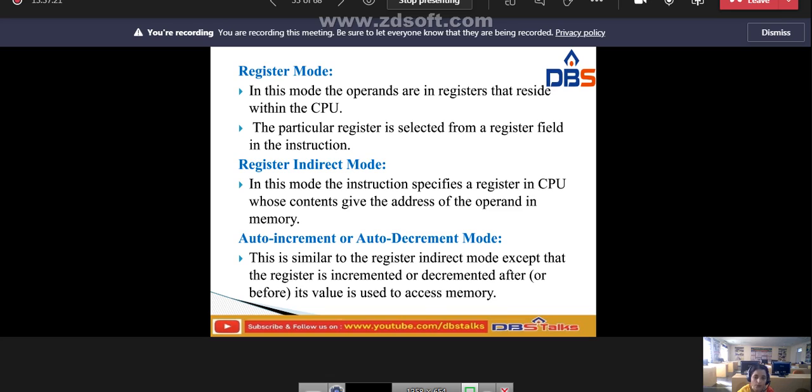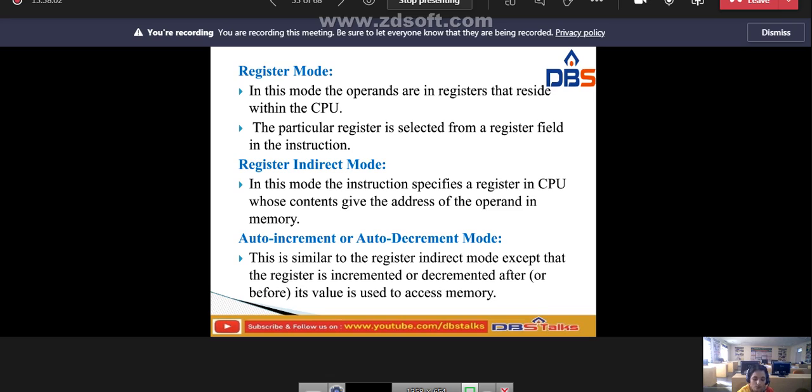Next, coming to auto increment or auto decrement mode. This is similar to register indirect mode except that the register is incremented or decremented after or before its value is used to access the memory. The address field of an instruction is used by the control unit in the CPU to obtain the operand from memory. Sometimes the value given in the address field is the address of the operand, but sometimes it is just an address from which the address of the operand is calculated.